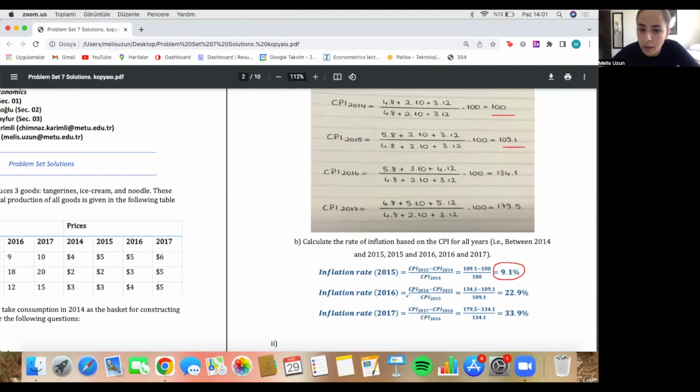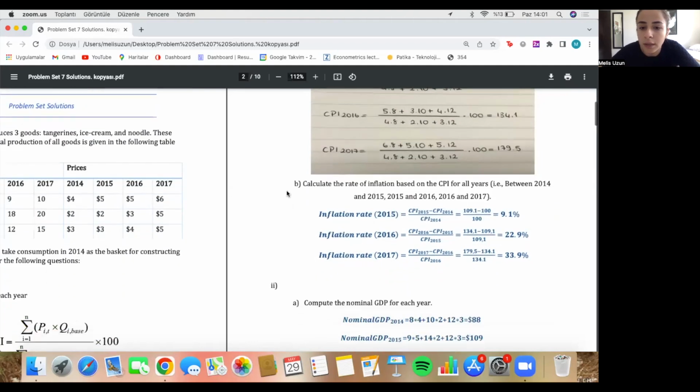So let's look at the 2015 and 2016 inflation rates. Inflation rate between 2015 and 2016. We found that 2016 CPI is 134.1 and 2015 CPI is 109.1. So we subtract and divide by 109.1 and we will find that it is 22.9%. I'm not doing it for 2017 because it is the same calculation.